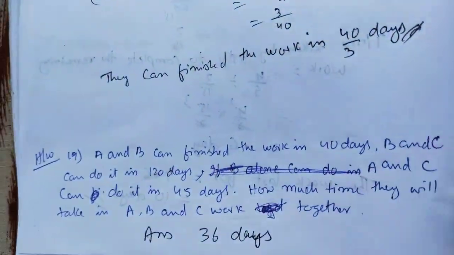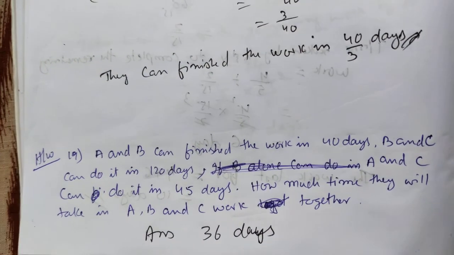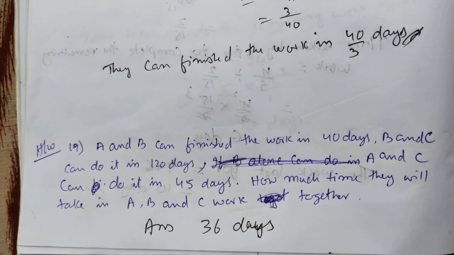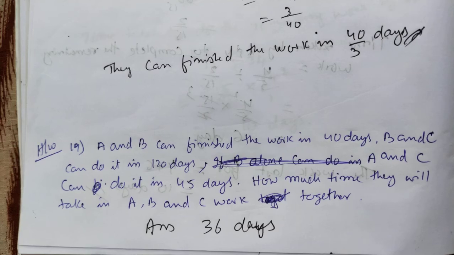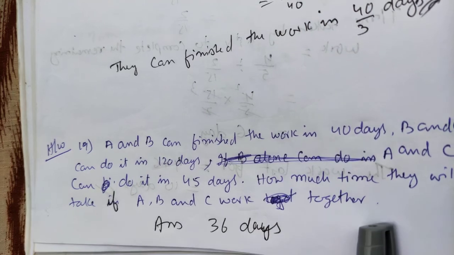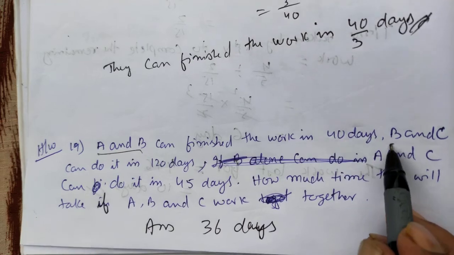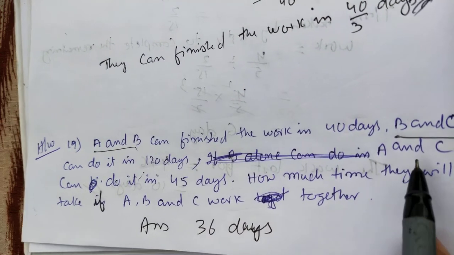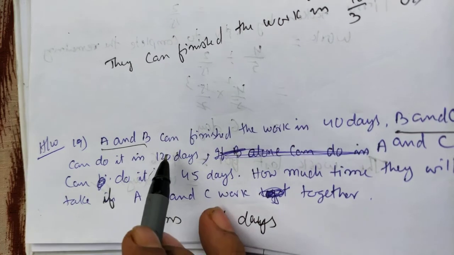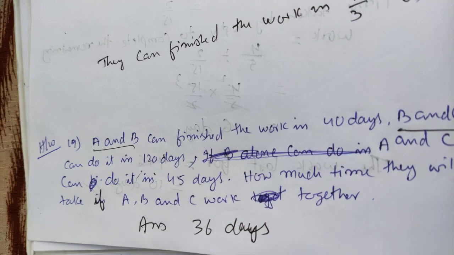One more question. If A and B finish the work in 40 days, B and C can do it in 120 days and A and C can do it in 45 days, how much time will they take if A, B, C work together? Okay, so we'll write A plus B 1 day work is 1 by 40, then B plus C 1 day work is 1 by 120, and A plus C 1 day work is 1 by 45. Then combine everything, you'll get 2A plus 2B plus 2C work. You have to add all the answers and find the value at the end.